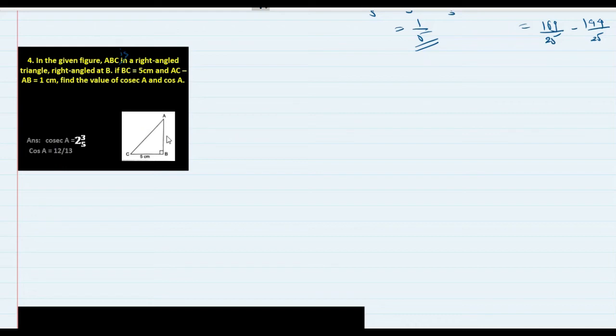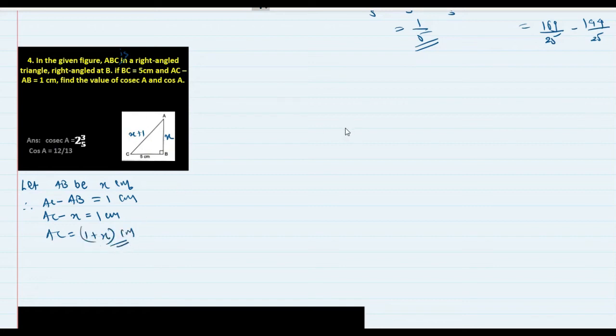That means if AB, which is smaller, is x, AC will be x plus 1. So we can begin with this statement. Let AB be x centimeter. Therefore, AC minus AB is equal to 1 centimeter, so AC minus x is equal to 1 centimeter. So AC is equal to x plus 1 centimeter. So we got all the three sides.